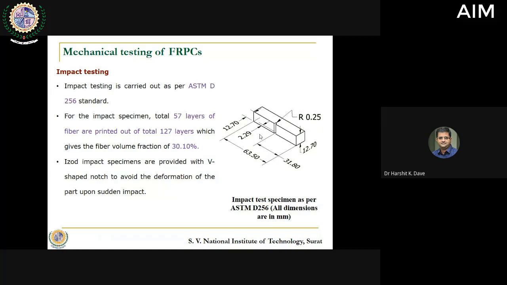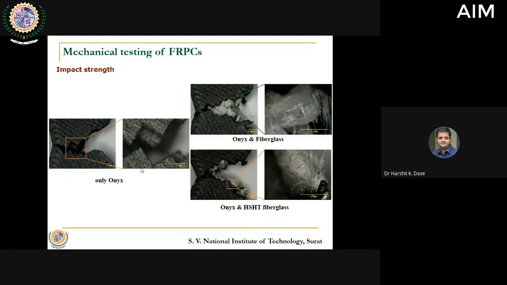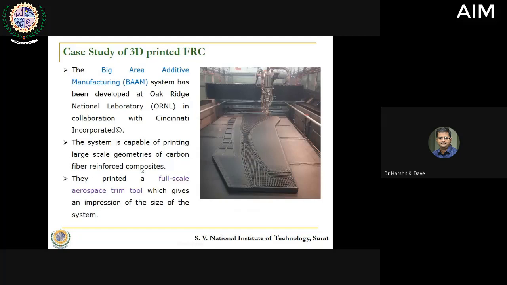Similarly, we carried out impact testing and we observed that there is a substantial rise in the impact strength of the fibers. Say the strength was less than 100, and that almost increased to 5.5 times to 7.5 times. So there is a drastic increase in the impact strength also of the parts when you are mixing fiberglass into it. We have tried to see the reasons through the microstructure, but I'll avoid discussing it.